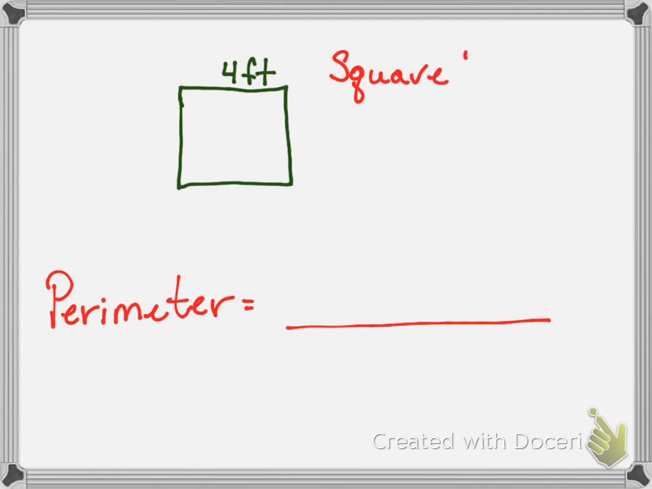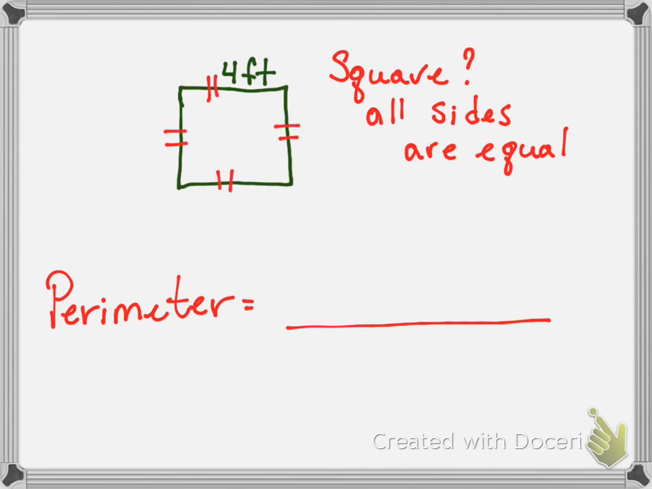What do you know about a square? What's your schema on it? Well, hopefully you know that all sides are equal. This side is equal to this side is equal to this side, and that last side. And we know how many sides are in a square. We know that there are 4 sides in a square.